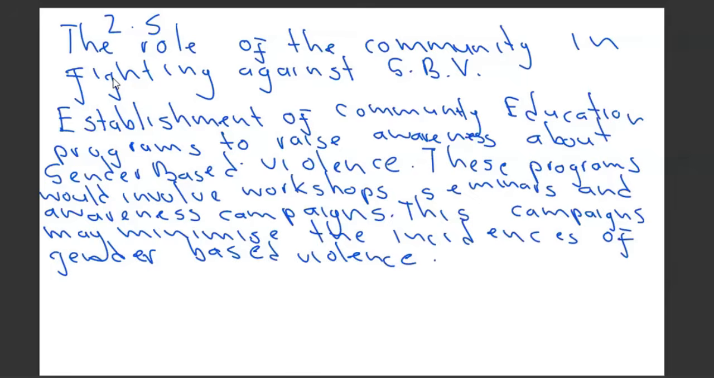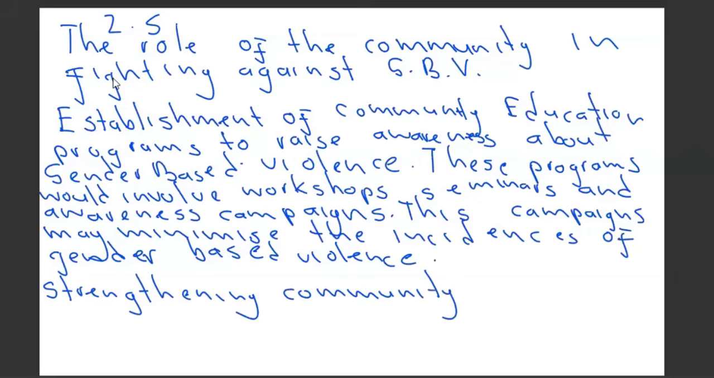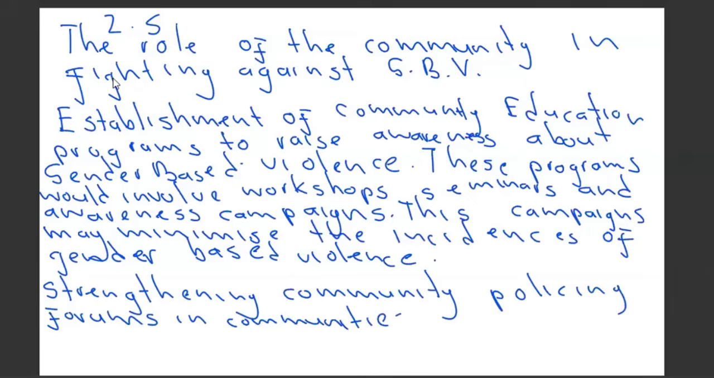But then the next strategy, which can be strategy number 2. Strategy number 2 is strengthening community policing forums. Policing forums in communities. So community policing forums should be strengthened in communities.